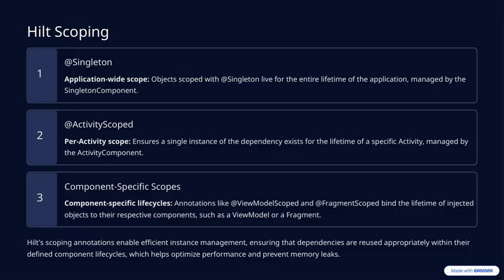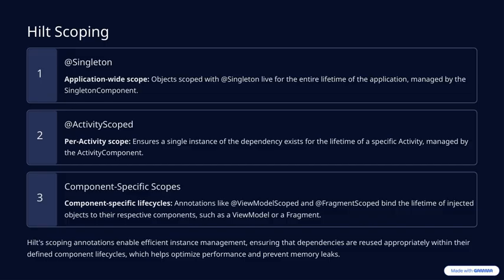Next, there's @ActivityScoped. This scope ensures that a single instance of a dependency exists for the lifetime of a specific activity. It's managed by the activity component, so each activity gets its own instance, but that instance stays consistent throughout the activity's lifecycle. Then we have component-specific scopes like @ViewModelScoped and @FragmentScoped. These annotations tie the lifecycle of injected objects directly to their respective components, such as a ViewModel or a fragment. This allows for precise control over how long dependencies live, aligning their lifetimes with the UI components they serve.